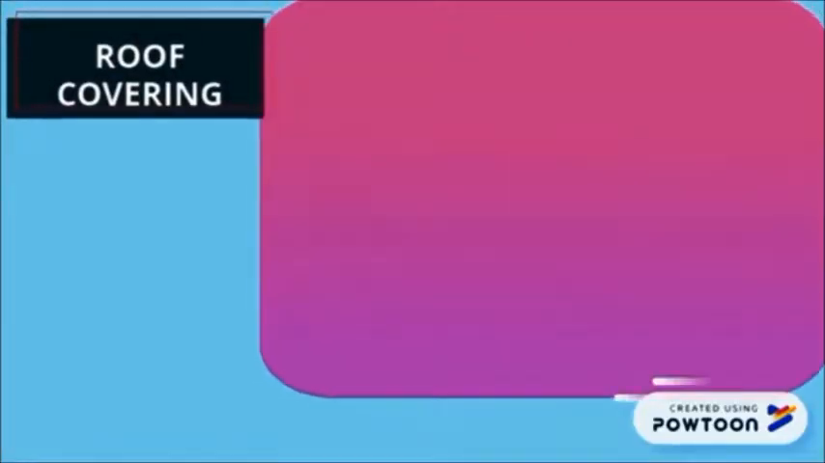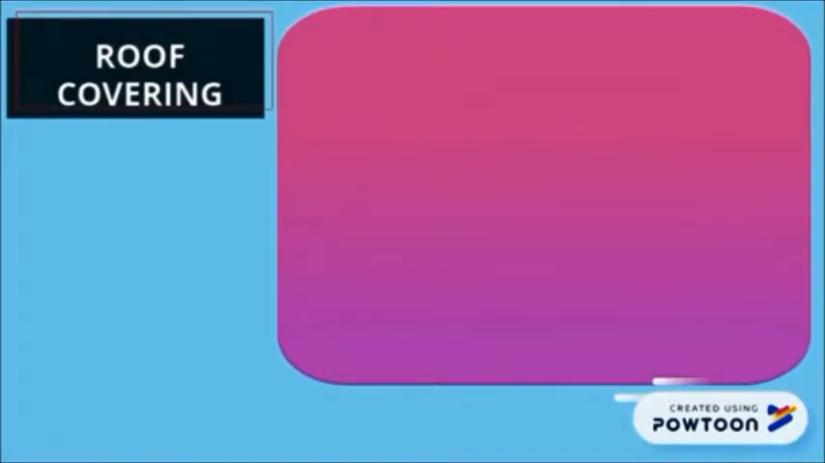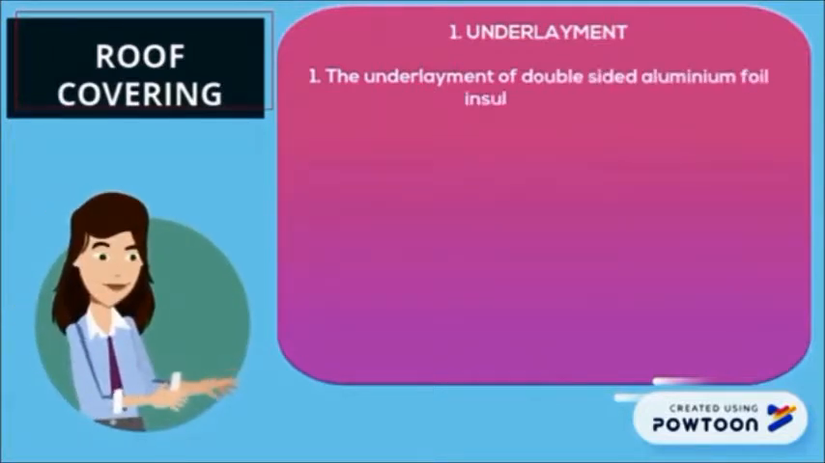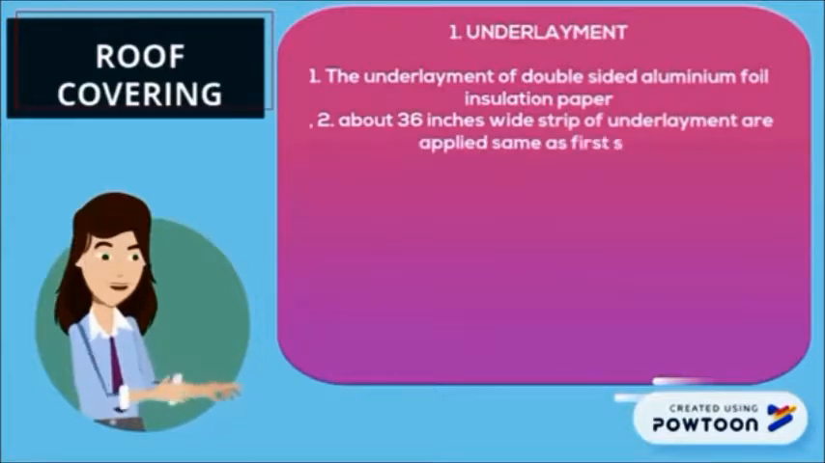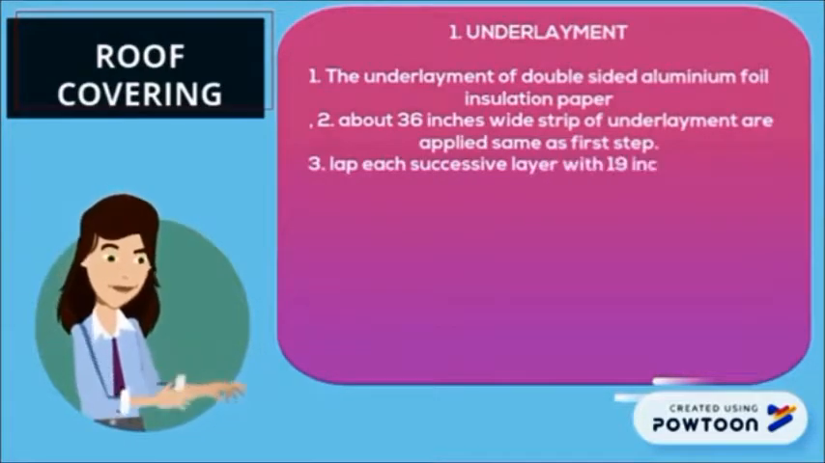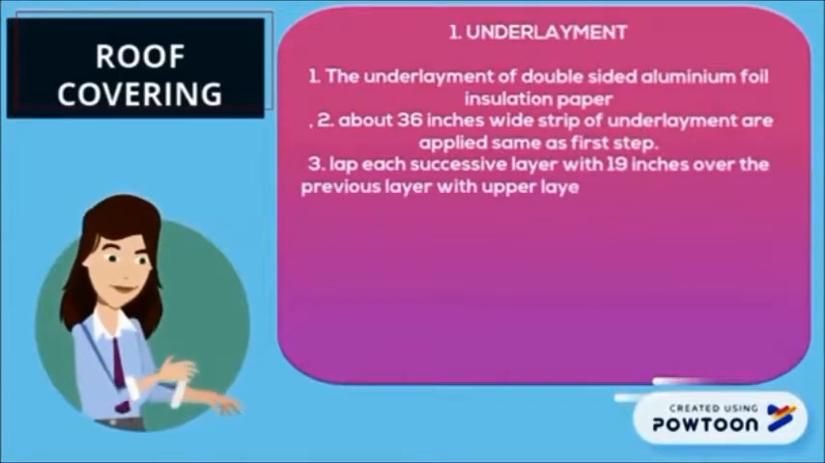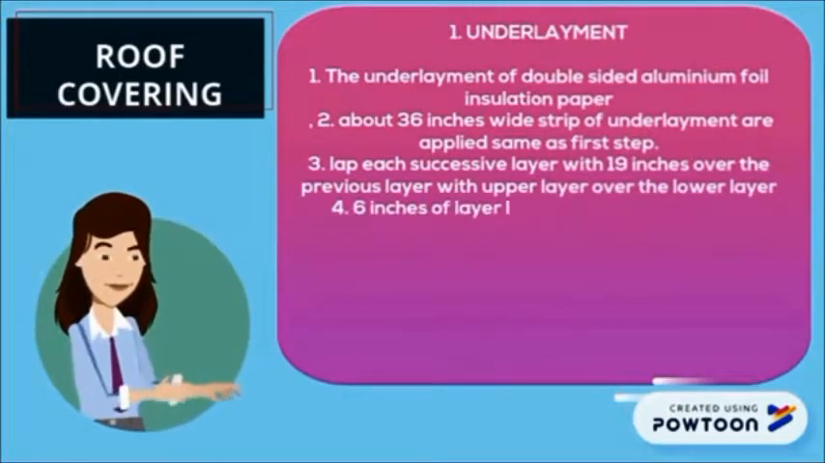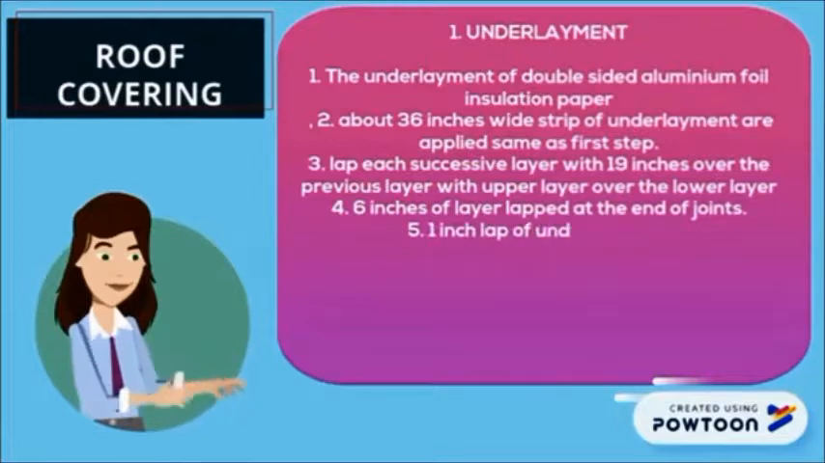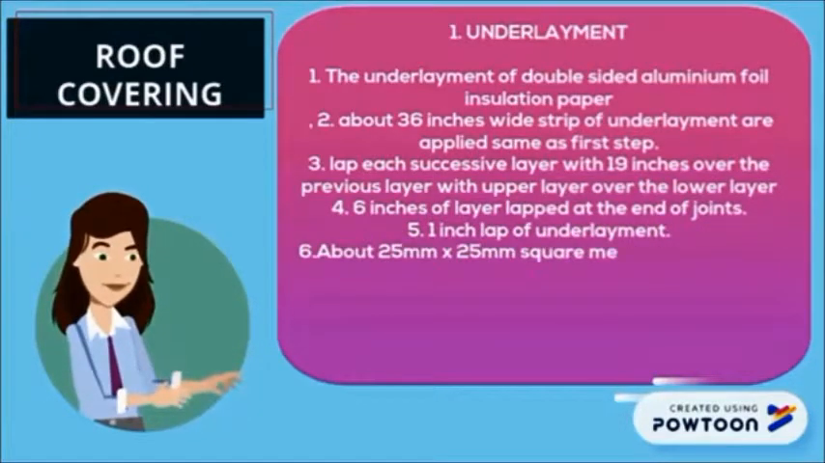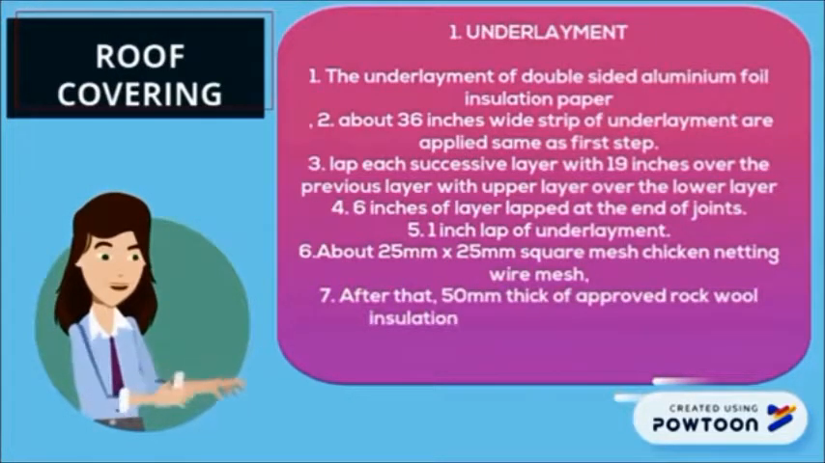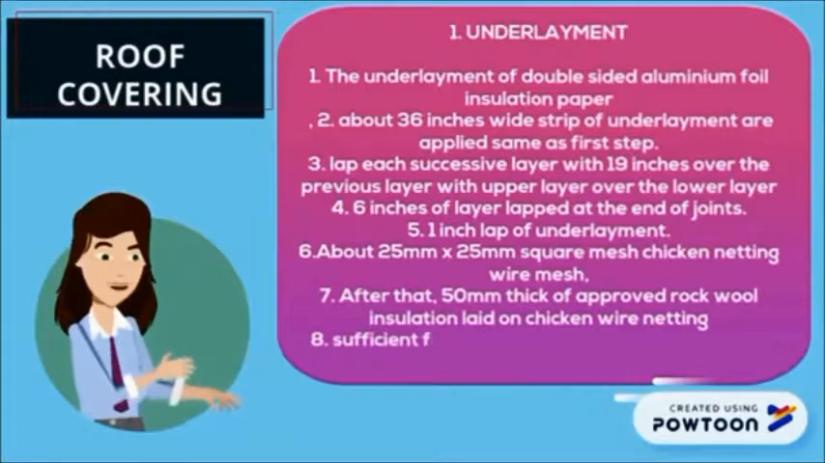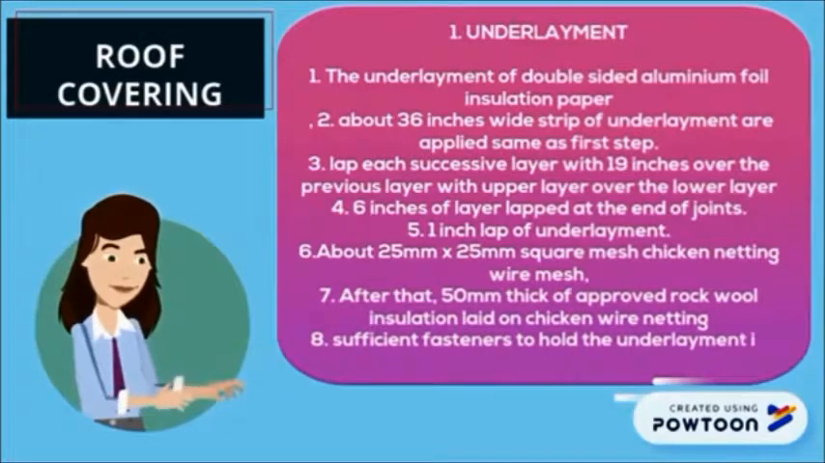For the roof covering, underlayment is the first step. The underlayment is double-sided aluminium foil insulation paper. Secondly, 36 inch wide strips of underlayment are applied. Thirdly, lap each successive layer 19 inches over the previous layer, and then the layers will lap at the end joints. 25 x 25 chicken netting mesh will then be installed after that, and rock wool insulation laid on the chicken wire netting. Fasteners are also used to hold the underlayment.